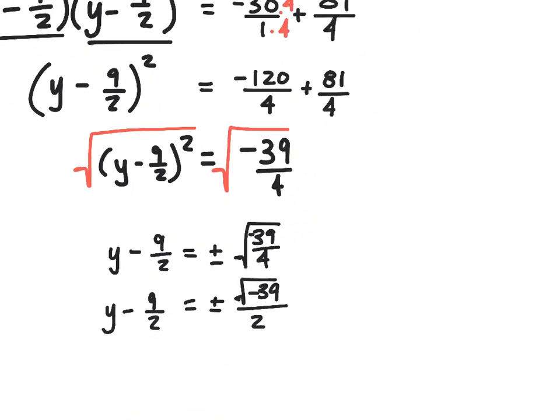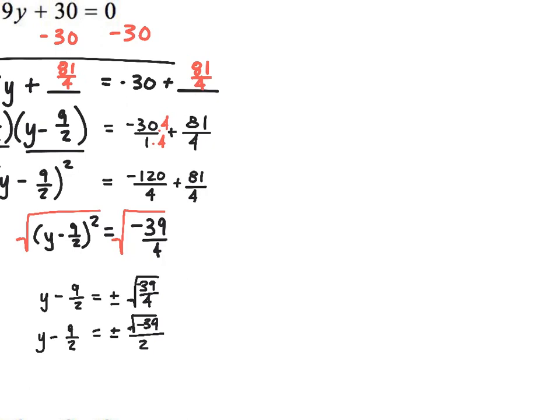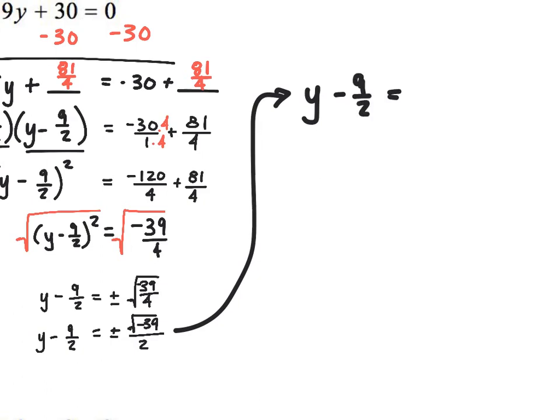Let me move this up over here. We're running out of room. Let me write this down. y minus 9/2 is equal to plus or minus, and if I do the square root of -39, that's going to give me i times the square root of 39. And that's just dealing with my imaginary number, taking the square root of a negative number over 2, okay?